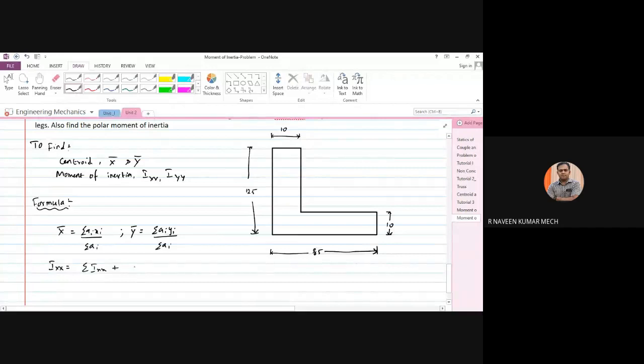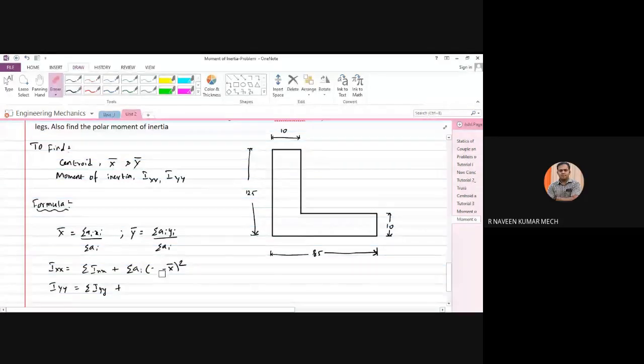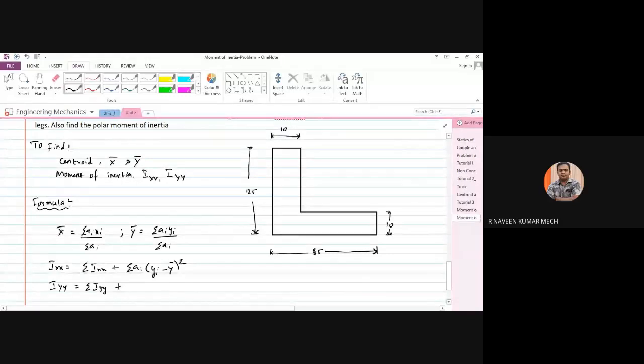Ixx plus summation of a into xi minus x bar whole square is equal to summation of I. Sir, to find Ixx it should be yi minus y bar whole square. Sorry, I had changed it. Sorry, I minus xi minus x bar whole square.